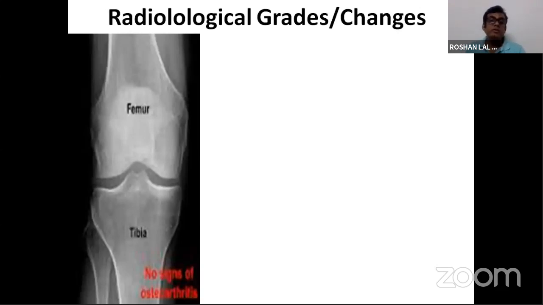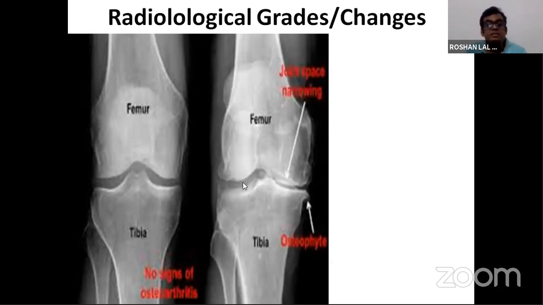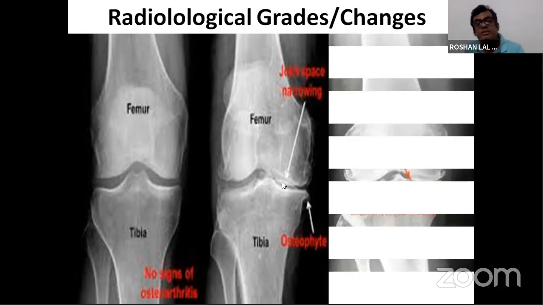This is the normal joint. You can see the space here, and this space is actually the cartilage. Cartilage maintains the joint space. Here, the space is decreased. Sclerotic changes can be seen on this X-ray. You can see the lipping or the osteophyte formation here. The joint space is reduced here.